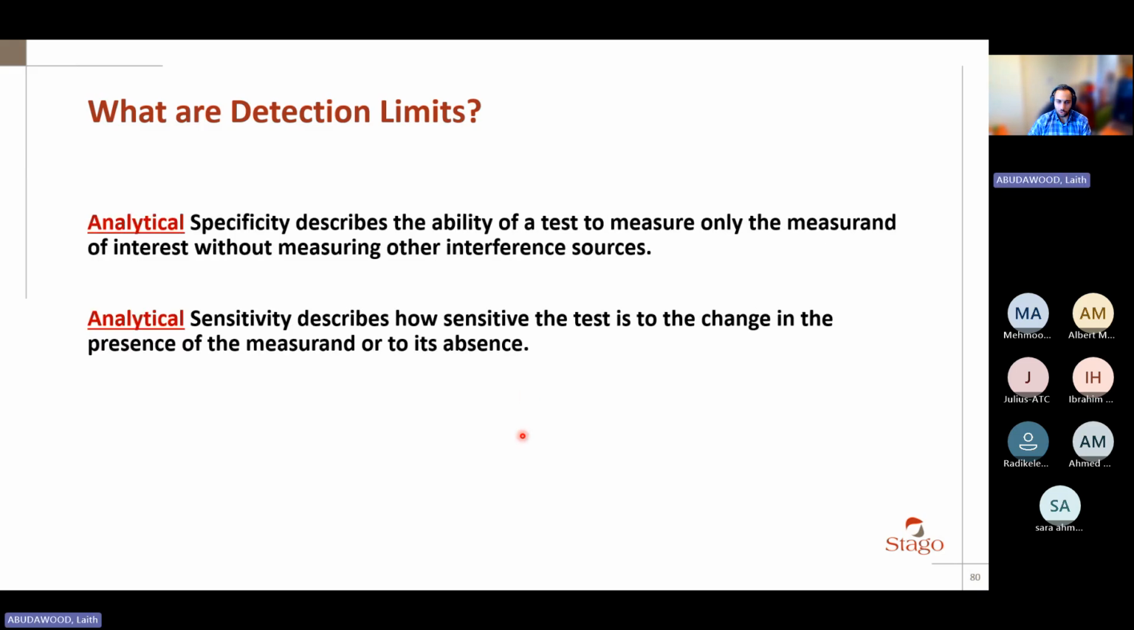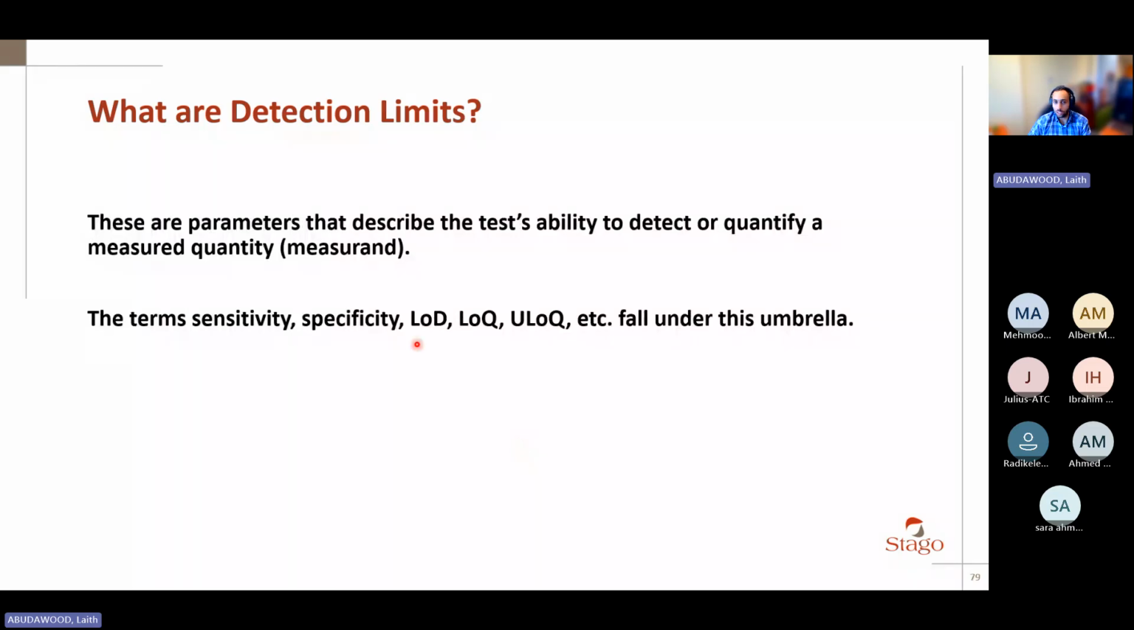Now, a small distinction. CLSI tells you to avoid using the terms sensitivity and specificity interchangeably with LOD, LOQ, upper limit of quantification, and all of this, especially sensitivity. Because a lot of people use sensitivity interchangeably with these. But CLSI says this is not the case because the terms sensitivity and specificity are used in many different ways that are not very standardized.